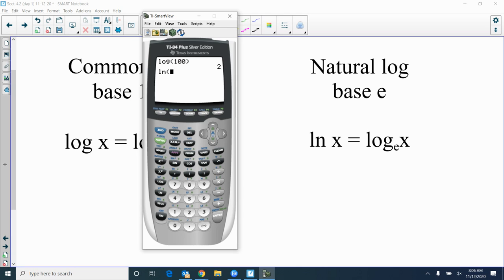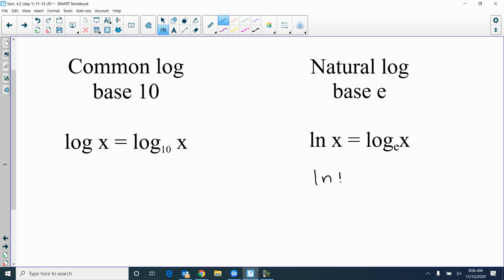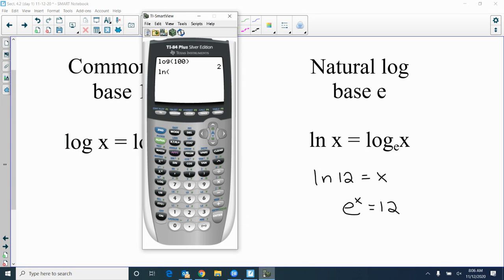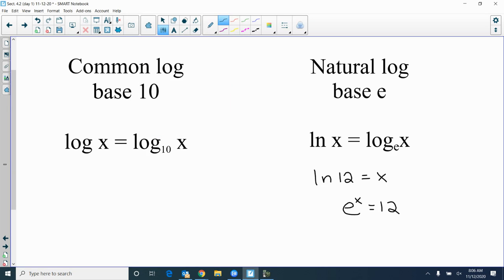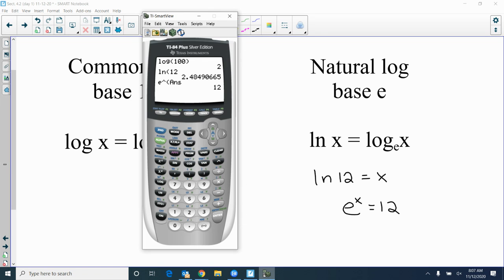So if you talk about ln of 12 equals x, this is saying e to what power equals 12. That's what that's saying. And so if I hit ln of 12, it gives me 2.48. And then if I do second e to that power, it's going to come back 12. So understand that base 10, you don't write it. Base e, ln of x. Those are the two things, the two buttons on your calculator.